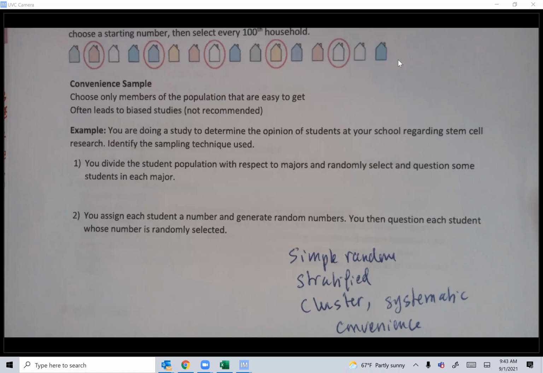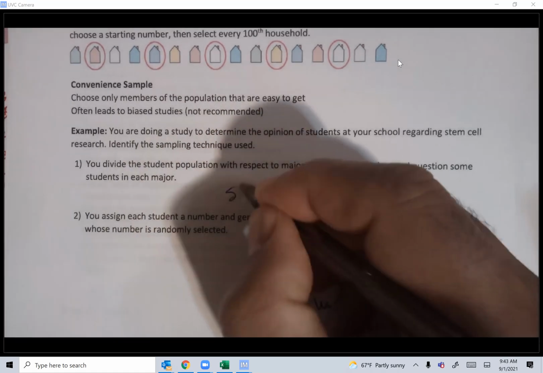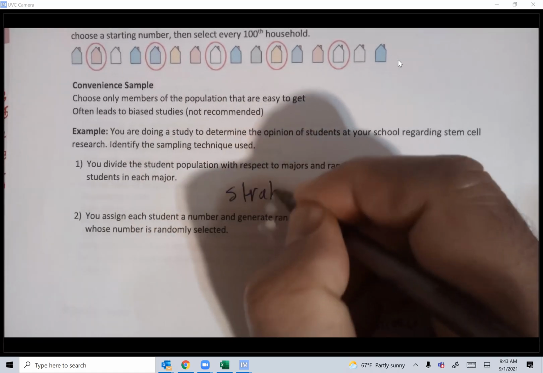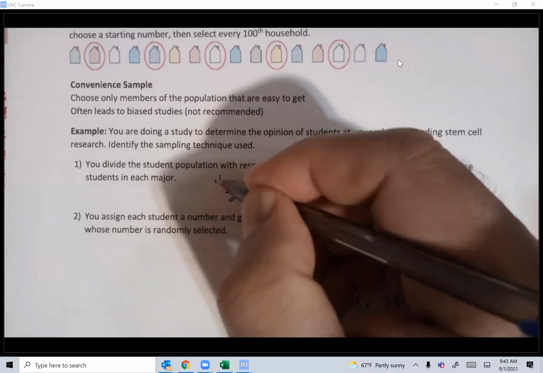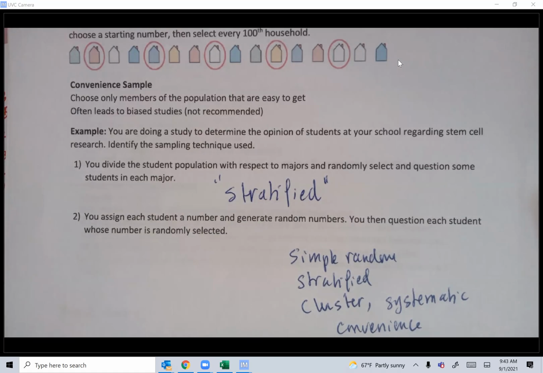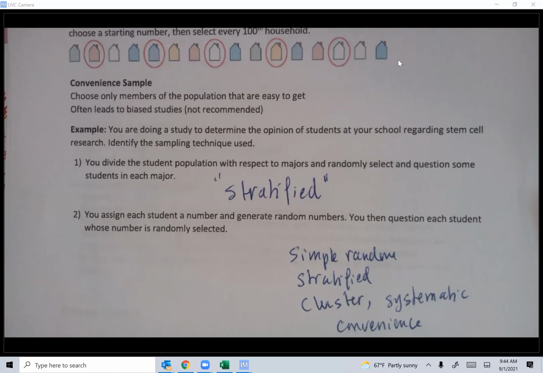Stratified? Yes. It is indeed stratified. You are absolutely correct. Any questions about this, guys? Okay. Let's see, number 2.